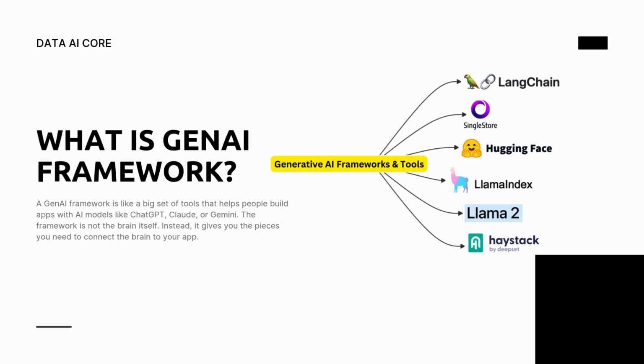Without a framework, you would have to write a lot of hard code to make the AI do anything useful. With a framework, you can build much faster. You can add things like chatbot apps that answer questions, or even teams of AI working together.